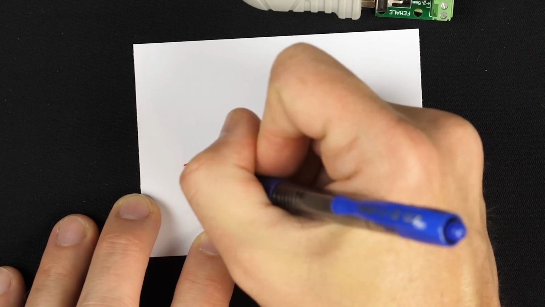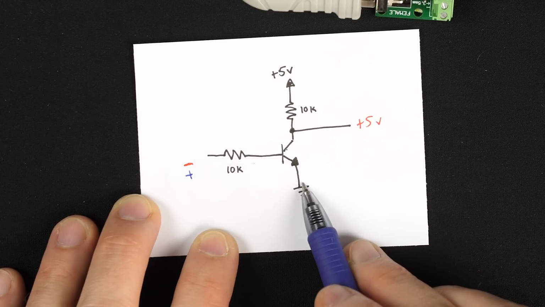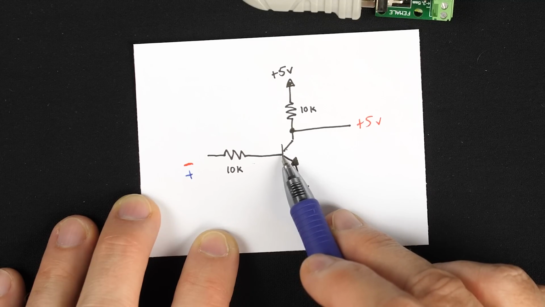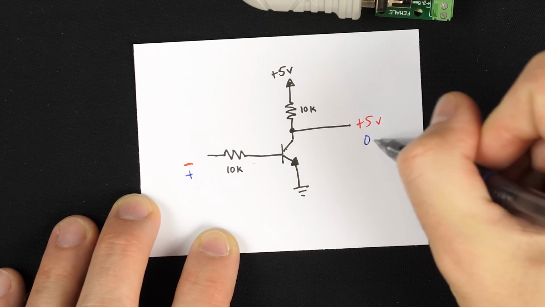But when the input over here is a positive voltage, then current can flow from that positive voltage from the base to emitter down to ground here, and current flowing through that will turn the transistor on, which will then pull the collector down to ground as well, pulling the output to 0 volts.